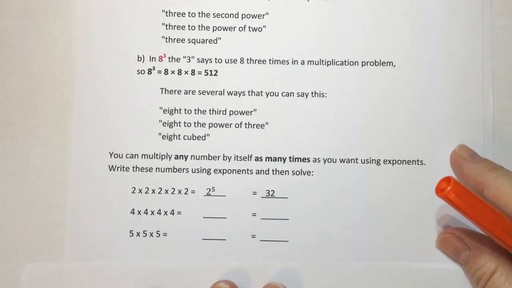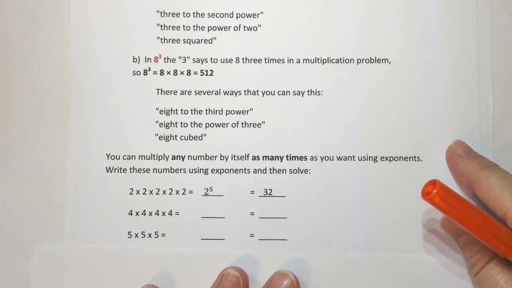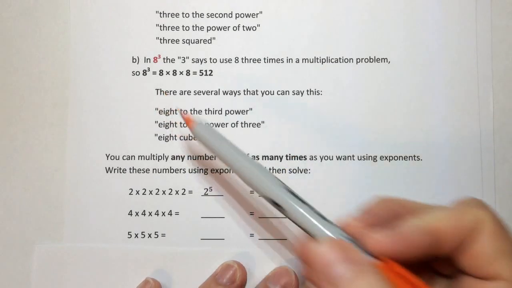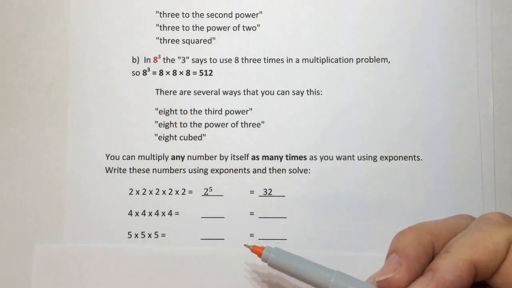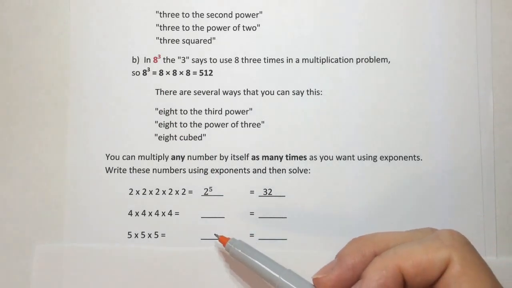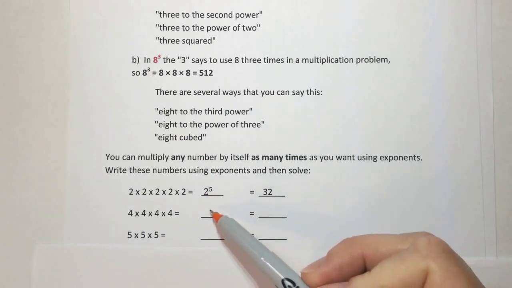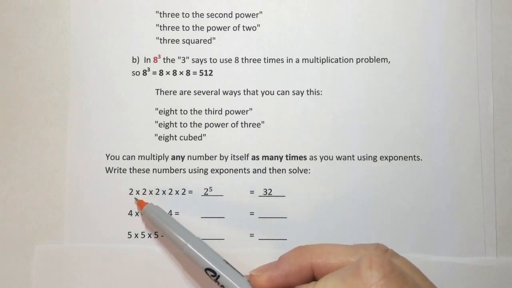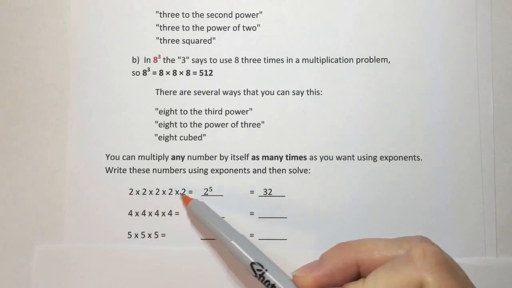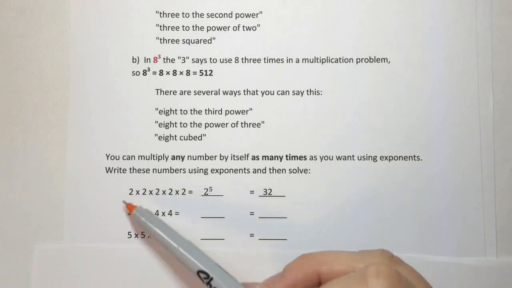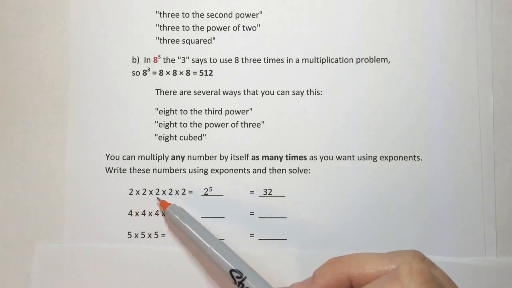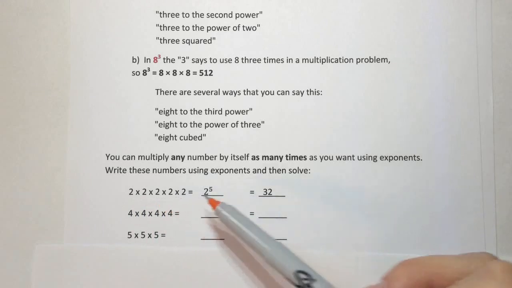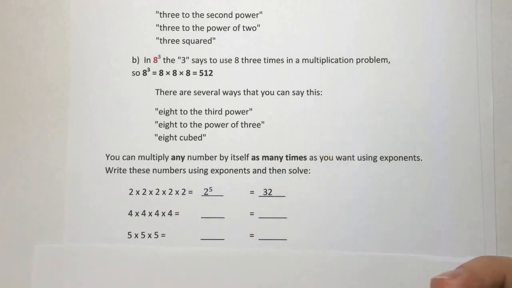Now you can multiply any number by itself as many times as you want using exponents. For instance, you could have had 8 to the power of 14. Let's practice some of these. Write the number using the exponent and then solve. So for instance, the 2 is the base. It's being multiplied by itself 1, 2, 3, 4, 5 times. 2 times 2 is 4. Times 2 is 8. Times 2 is 16. Times 2 is 32. So these do get a little bit lengthy.